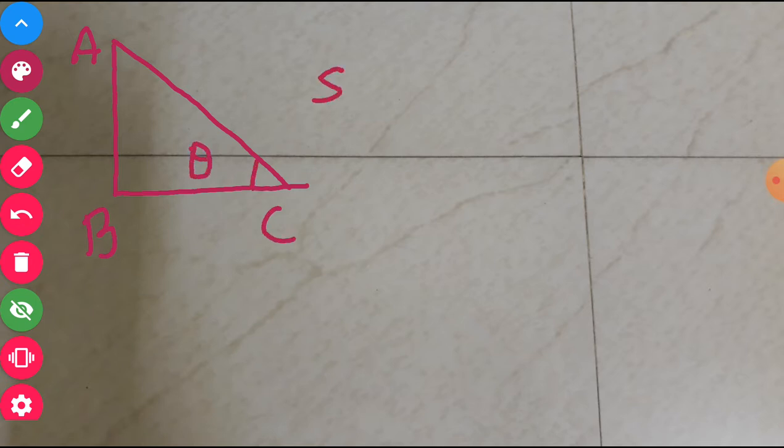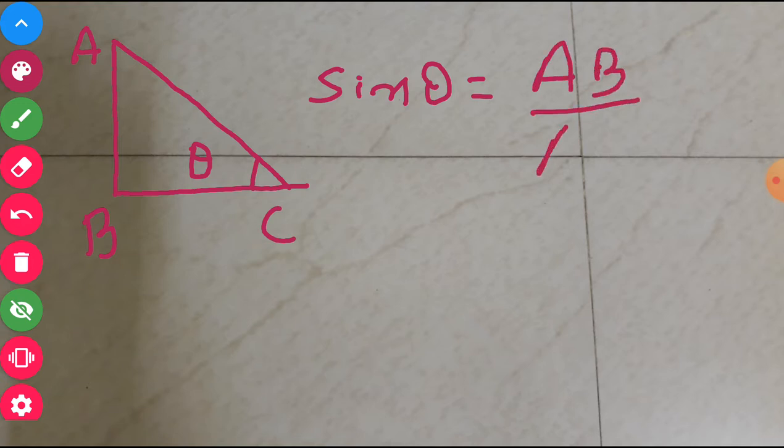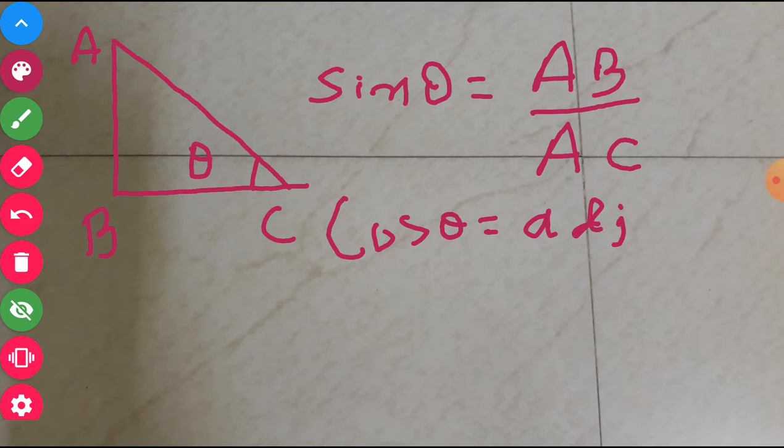Then sine theta is equal to opposite, that is AB upon AC, that is hypotenuse. This you should know. Then cos theta is equal to adjacent side of the angle, adjacent upon hypotenuse, that is BC. In this figure it is BC upon AC.